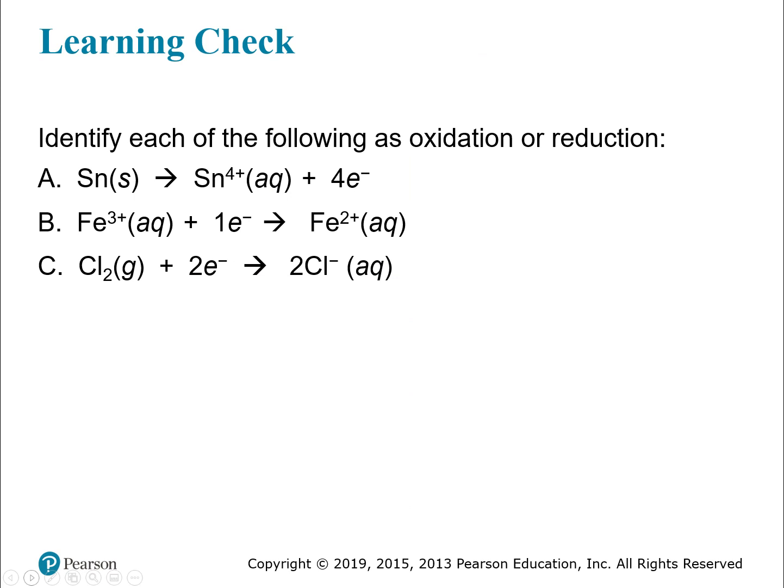What you'll need to do with that information is identify whether or not something is being oxidized or reduced. You may have an equation like in A where you have a metal that is losing its electrons. When you're losing electrons, you'll see it on the product side. Lose electrons, that means you're oxidized. So that's an oxidation reaction.